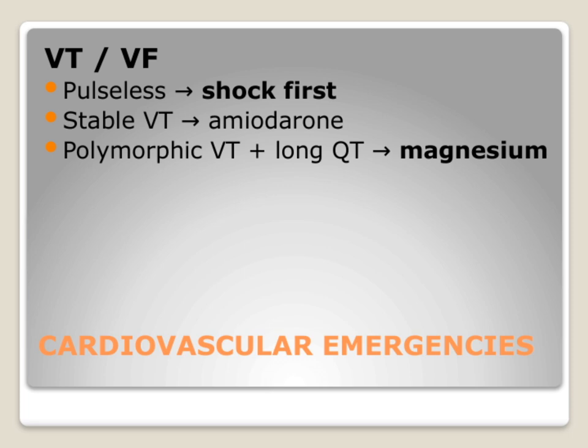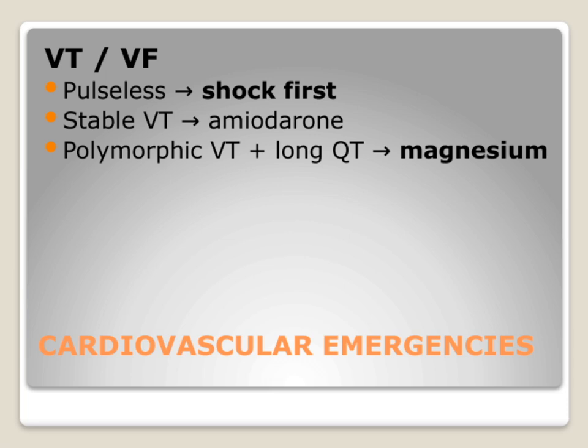When you encounter a patient in ventricular fibrillation or pulseless ventricular tachycardia, the priority is to deliver a shock immediately to restore normal rhythm. That's our first step. If the patient is in stable ventricular tachycardia, meaning they have a pulse and are hemodynamically stable, then we consider administering amiodarone. This medication helps to stabilize the heart rhythm without the need for immediate defibrillation.